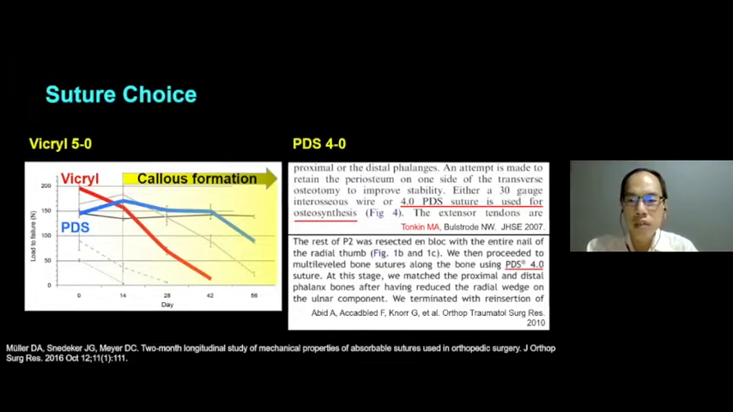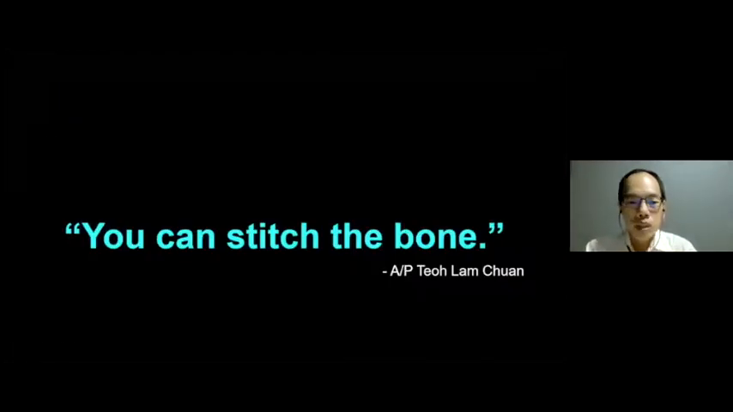However, I chickened out. I conferred with literature and found that Tonkin and Abid had shared their experience of using PDS 4.0 in suturing phalanges in the Bilhaut-Cloquet procedure. So I switched to using PDS 4.0. Now, PDS has a slightly weaker tensile strength of 150 newtons, but it's kept constant over a 6-week period before it deteriorates. So I learned from Professor Teo that you can stitch the bone.